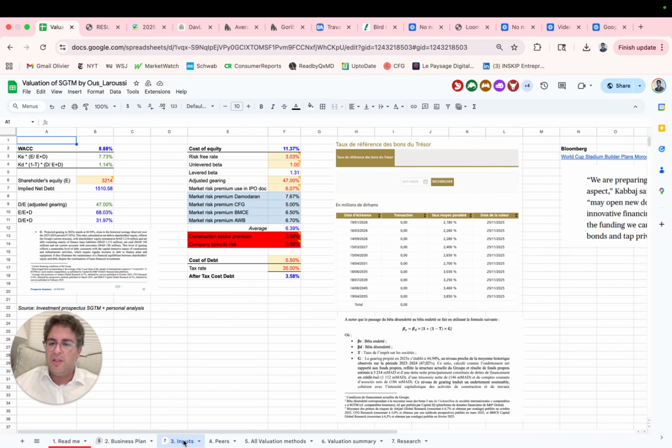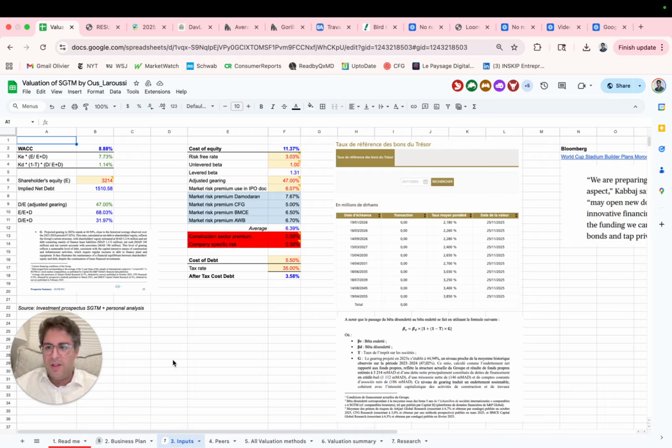The inputs. For the people who already understand how to value companies, when it comes to doing a DCF, you have a bunch of inputs that you have to use and to estimate in order to come up with a valuation.